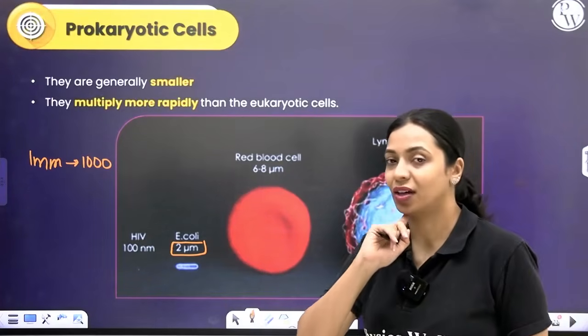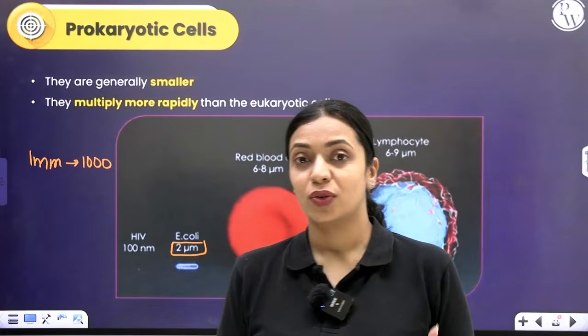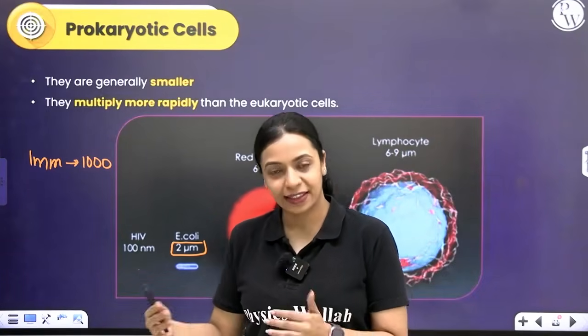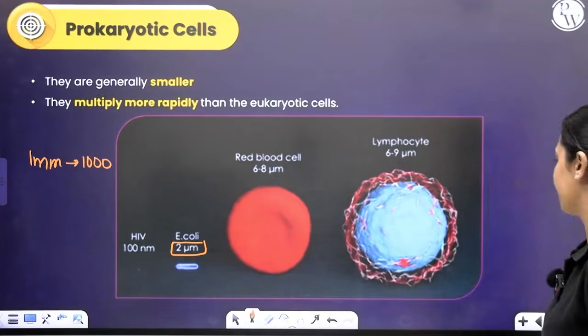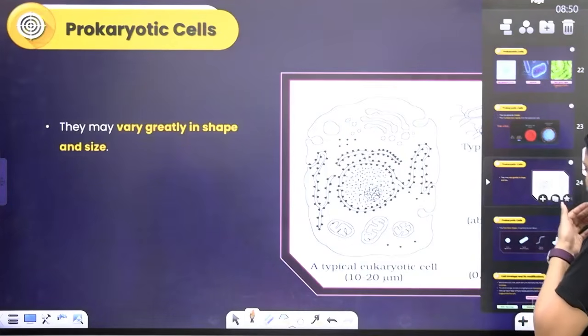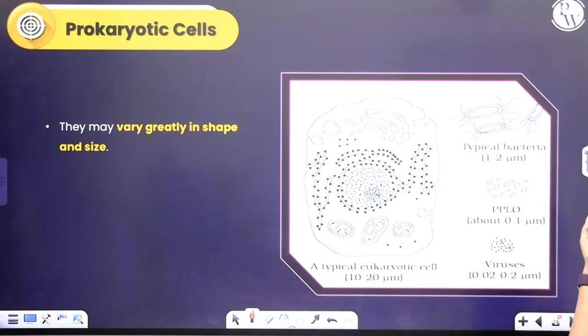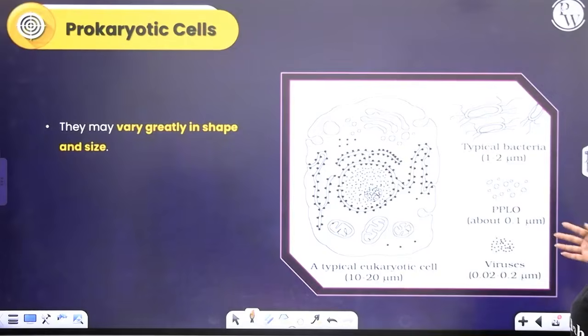When you talk about how frequently they undergo cell division, prokaryotes divide more rapidly, they undergo cell division more frequently than the eukaryotic cells. Now, talking about their shape, prokaryotes vary in shape. They come in so many different shapes and sizes. Here is a diagram from the NCERT textbook. Bacteria are 1 to 2 microns, PPLO is 0.1 microns. In comparison with eukaryotic cells, they are super tiny.